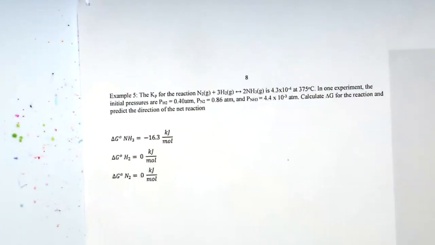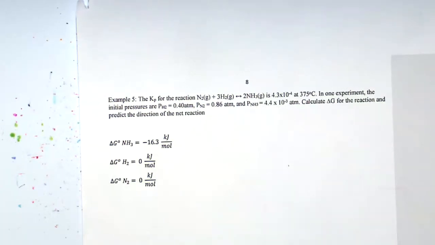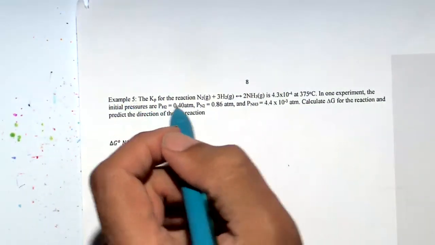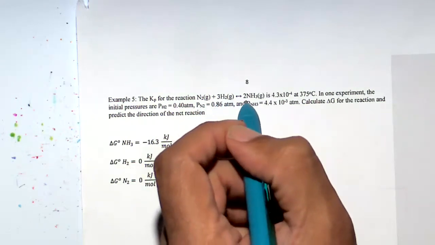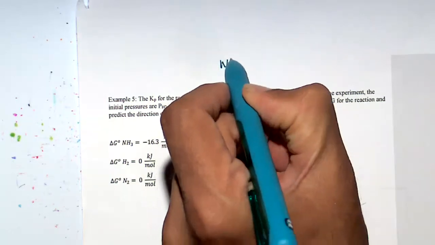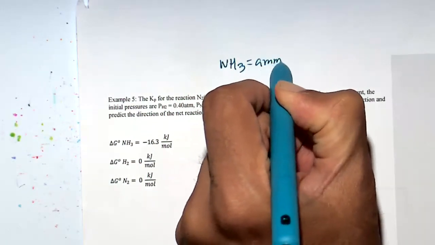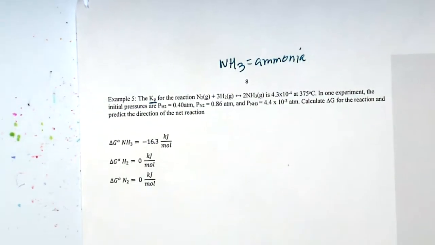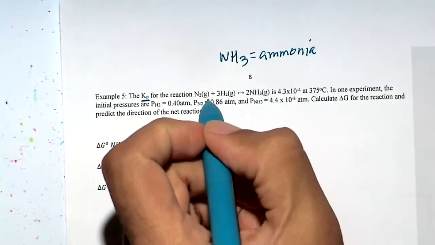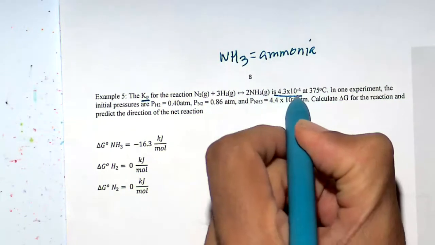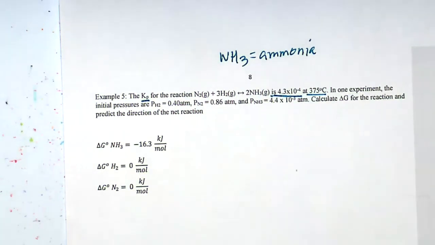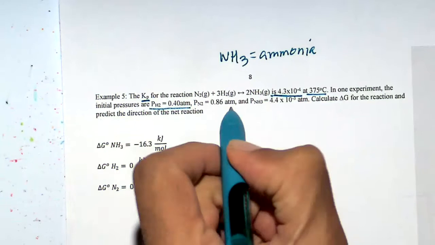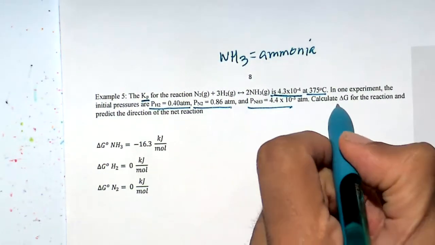All right, let's do our last problem here for this chapter. The Kp for the reaction N2 plus 3H2 goes to 2NH3. This NH3, by the way, is called ammonia. The reason why it's Kp is because these are all gases, and it's 4.3 times 10 to the minus 4. We quote the equilibrium constant at a specific temperature. In one experiment, the initial pressures are this, that, and that atmospheres. Calculate delta G for the reaction.